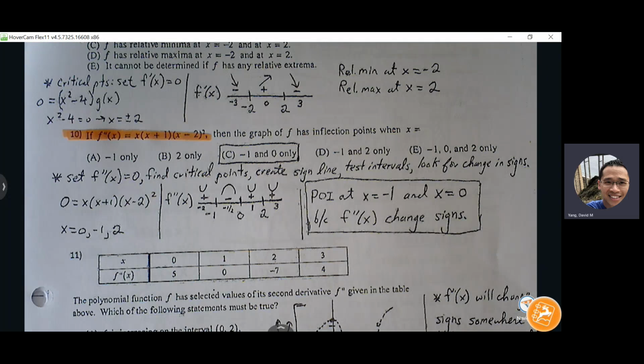Notice that at two, there's no change in sign. Concave up to concave up, there's no change. If there's no change, that's not a point of inflection. So the points of inflection are only at zero and negative one. If you look at the answer choices, you can see they're trying to see if students will fall for that trap, looking at that critical point and not going far enough to get to the points of inflection. So just keep that in mind.